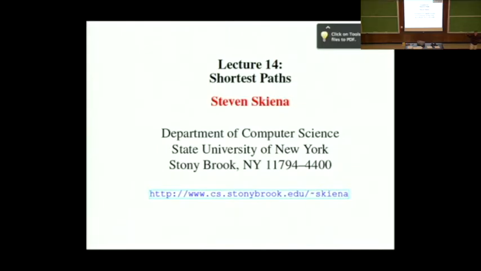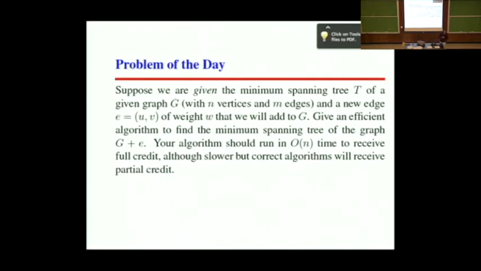Okay, so now I'd like to move on. Any other questions about minimum spanning trees before we go on there? Okay. Now, the daily problem revolved around minimum spanning trees a little bit, right? I think we're ready to deal with the daily problem. So I'm sorry, I'm a little behind. But it says here, suppose we are given a minimum spanning tree of a graph, where the graph had n vertices and m edges, and a new edge we're going to add to the graph. Give me an efficient algorithm to find the minimum spanning tree of the new graph, meaning the old graph plus the new edge, such that it runs in order n time. But slower algorithms will receive credit, okay?